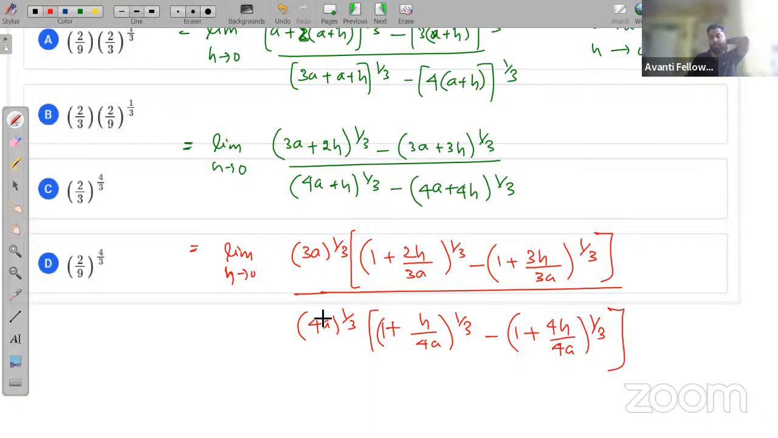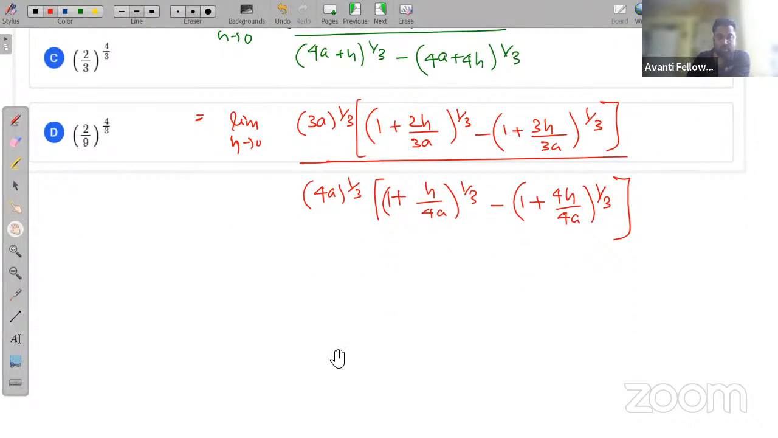Now, can you apply the binomial approximation to evaluate the limit, guys? Yes, you can. So from here, limit h tending to 0, a^(1/3) and a^(1/3) will cancel out. So finally I am having 3^(1/3) divided by 4^(1/3). That is a constant for me, so let's forget about it.